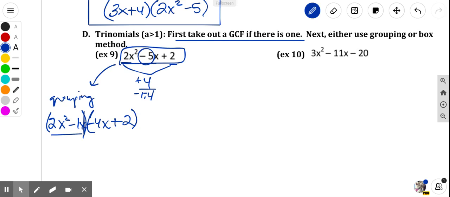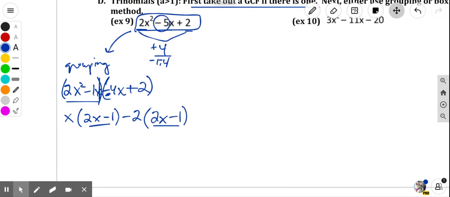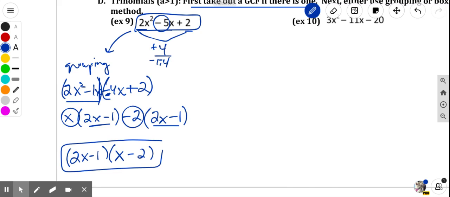So now I need to take out the GCF of this binomial. 2x squared and negative 1x just have an x in common. So I'm going to have 2x minus 1. And then negative 4x and 2 have a 2 in common, but the first term's negative, so I need to take out a negative 2. So then you're going to have 2x minus 1. Notice that these are repeated, so then your final answer is just going to be the repeated one, 2x minus 1, and then the two GCFs, x minus 2. And that's your answer.